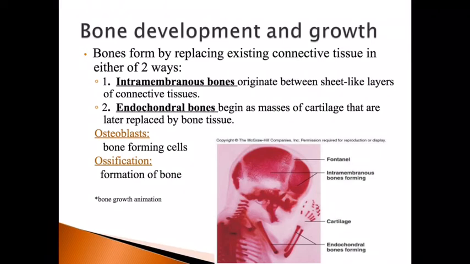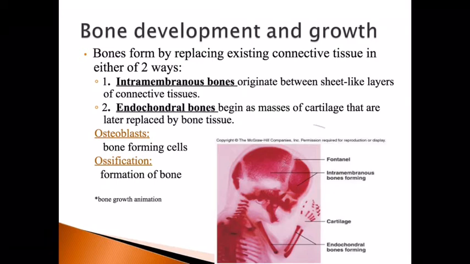All right, so how do bones become bones? Bones form by replacing existing connective tissue in one of 2 ways. So the first way is through intramembranous bones, and those originate between sheet-like layers of connective tissue. And the other one is endochondral bones, and those begin as masses of cartilage that are later replaced by bone tissue.